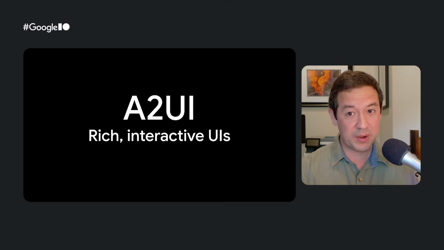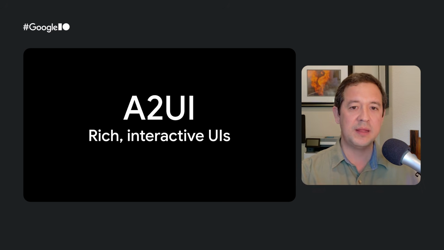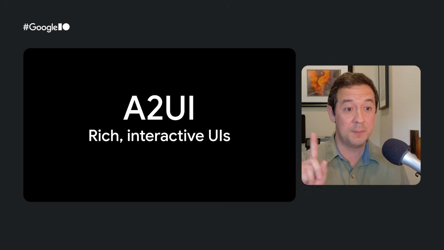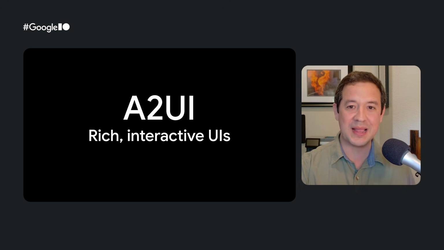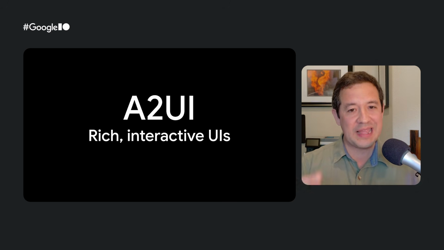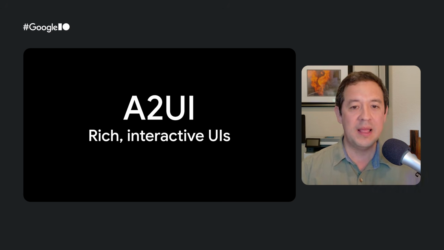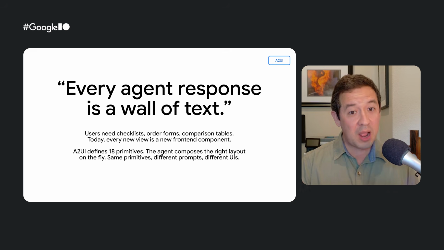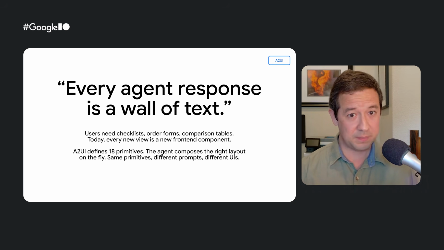Now, at this point, our agent can check inventory, consult specialists, place orders, and authorize payments, but every response comes back as a huge wall of text. A2UI, or the Agent to User Interface Protocol, helps our agent generate the right user interface at the right time, all on the fly.